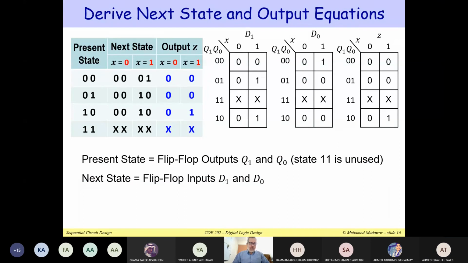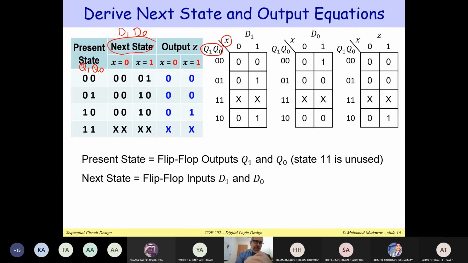Now, in the case of the Karnaugh map, we have to show the present state. Remember that the present state are the outputs of the flip-flops. So I'm going to write here Q1 and Q0. This is the present state, and this is my input X. By next state, I mean D1 and D0, because these are the inputs to the flip-flops. So the inputs of the flip-flops are my next state.